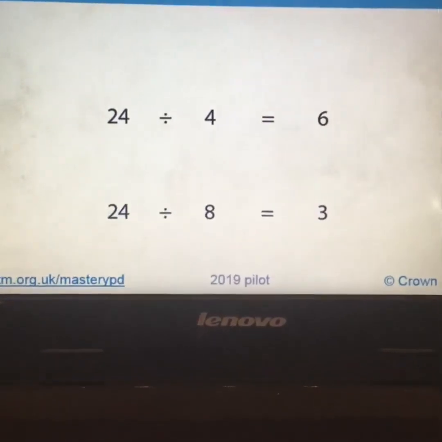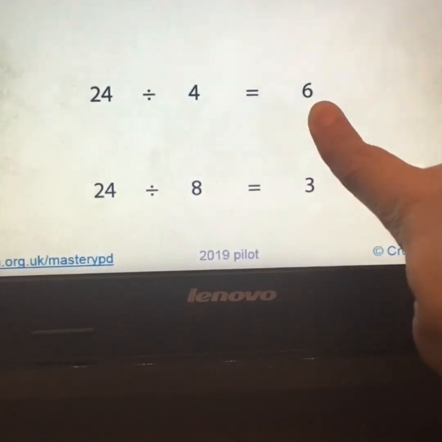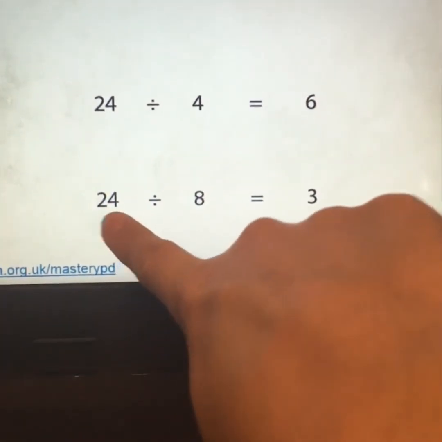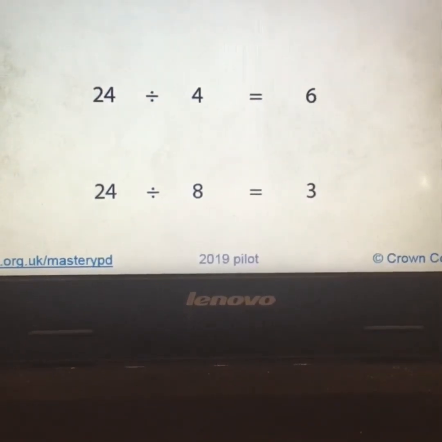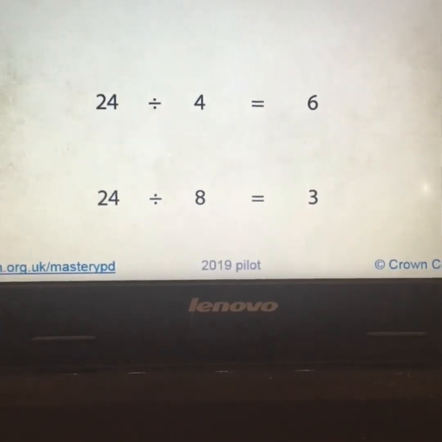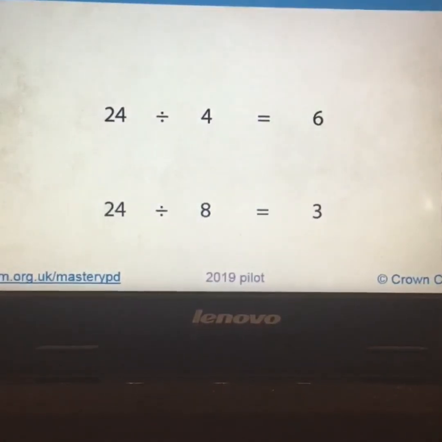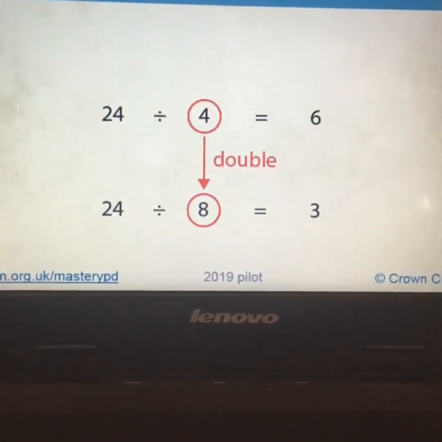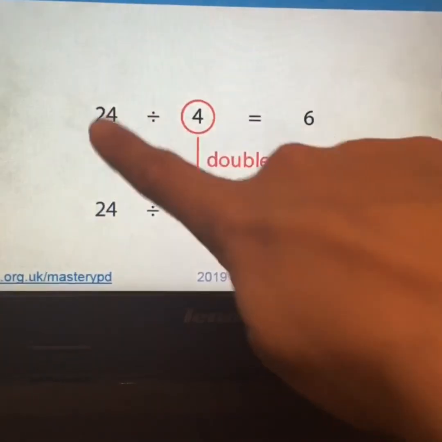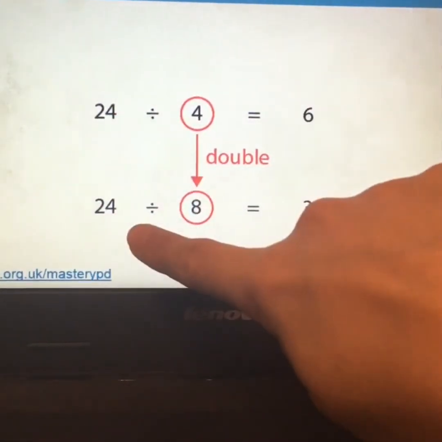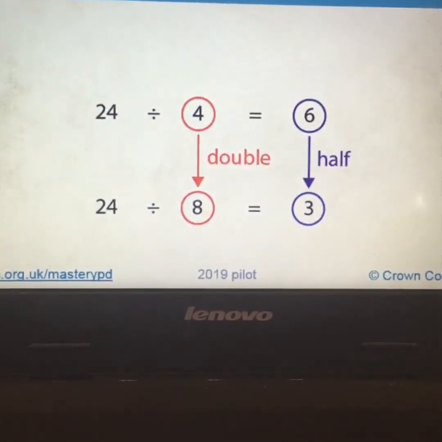Okay, hopefully you got something that looks like this. 24 meatballs shared between 4 people, they would get 6 each. 24 meatballs shared between 8 people, they would get 3 each. What's the relationship here? And this is a little bit trickier than what we were doing yesterday. So if you double the divisor, the thing that you are dividing by, and you keep the dividend the same, you must halve the quotient.